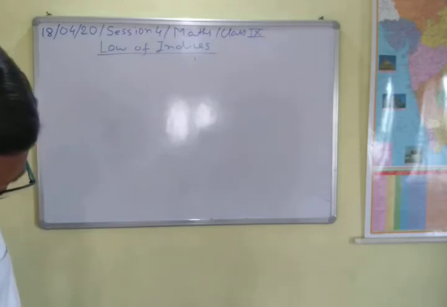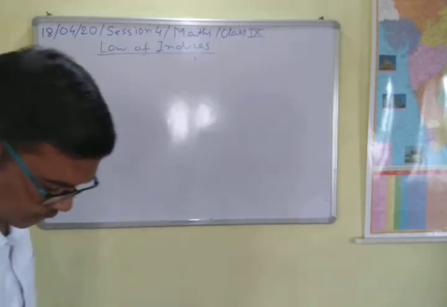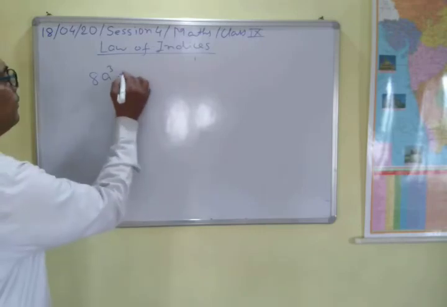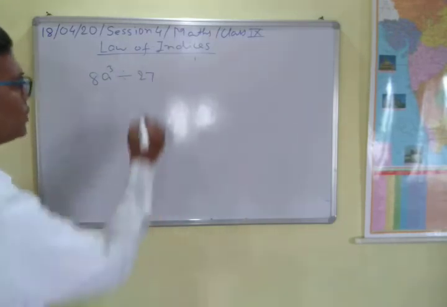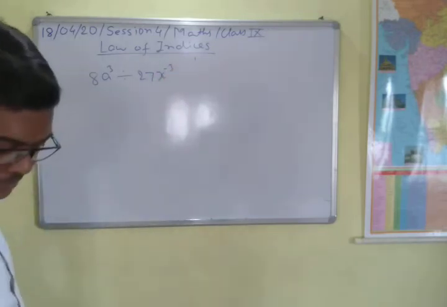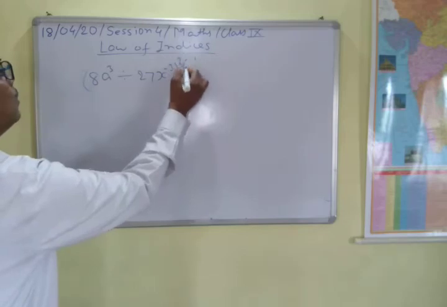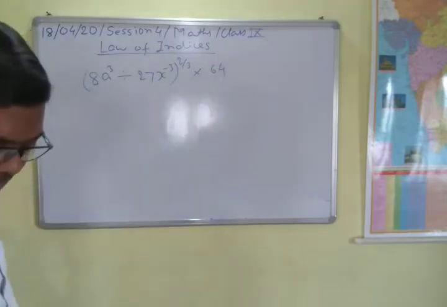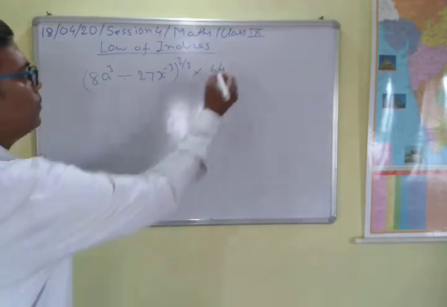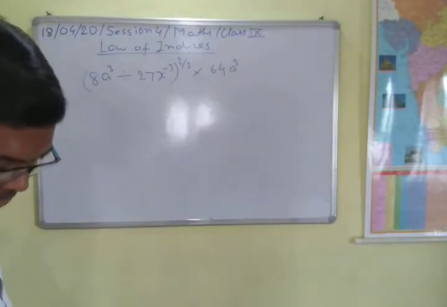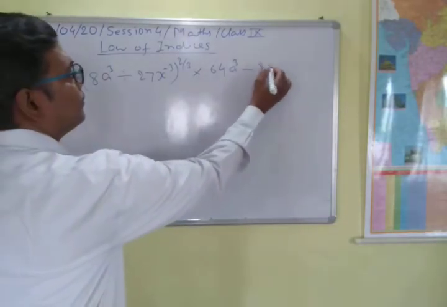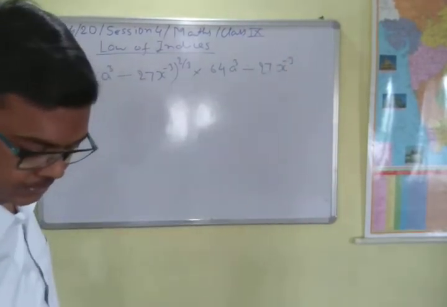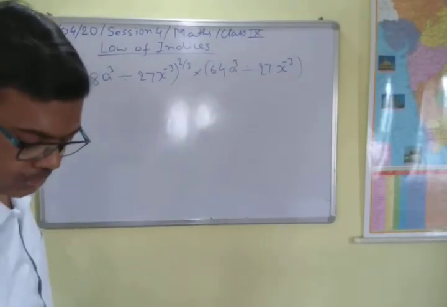The next question is, we have to find the value of (8a cube divided by 27 x to the power minus 3) whole to the power 2 by 3, into (64 a cube divided by 27 x to the power minus 3) whole to the power minus 2 by 3.